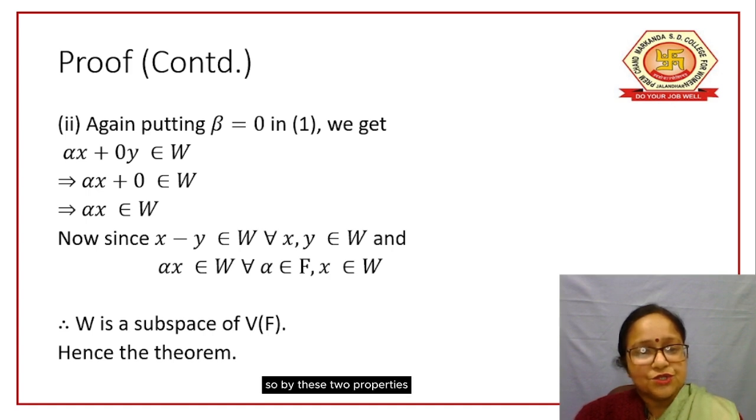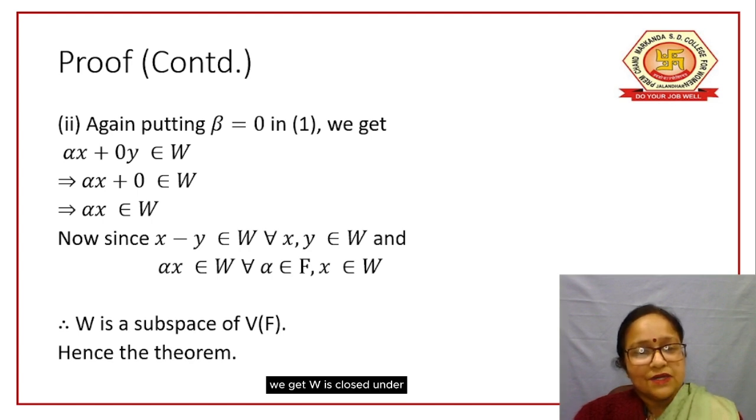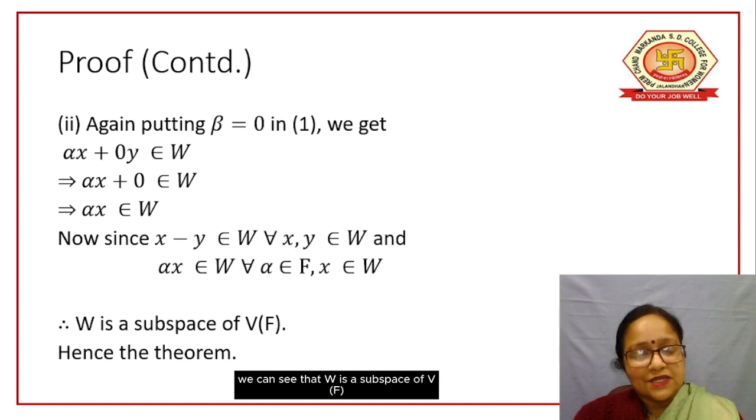So by these two properties, that is, x minus y belongs to W for every x, y belonging to W, and alpha x belongs to W for every alpha belonging to F and x belonging to W, we get W is closed under vector addition and scalar multiplication. Therefore, we can say that W is a subspace of V(F) by the definition of a subspace of a vector space. Hence the theorem is proved.